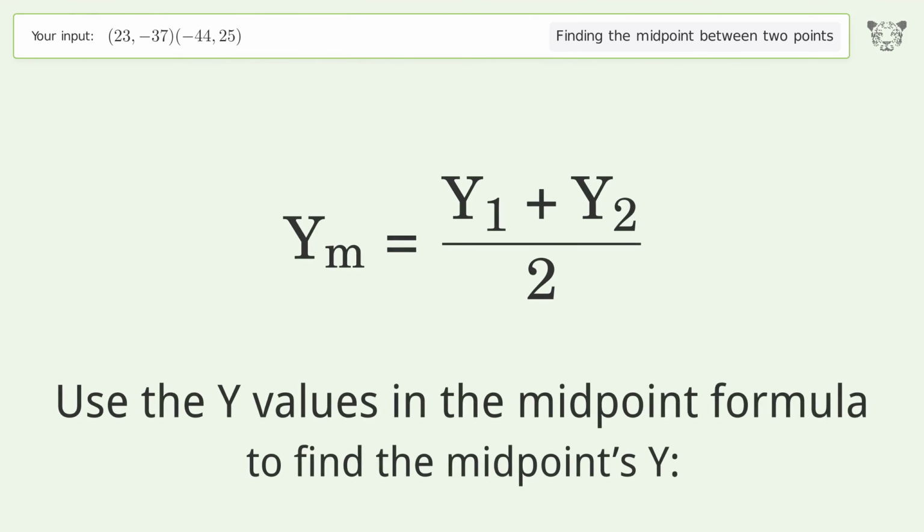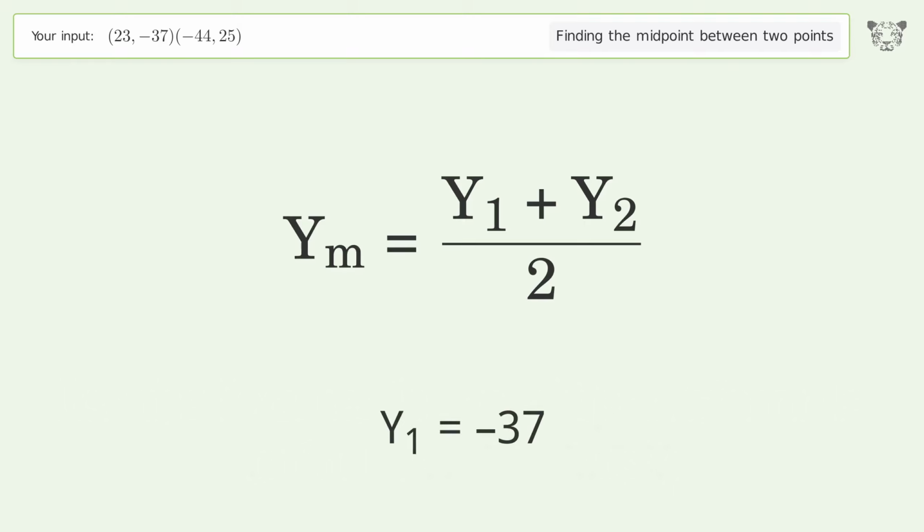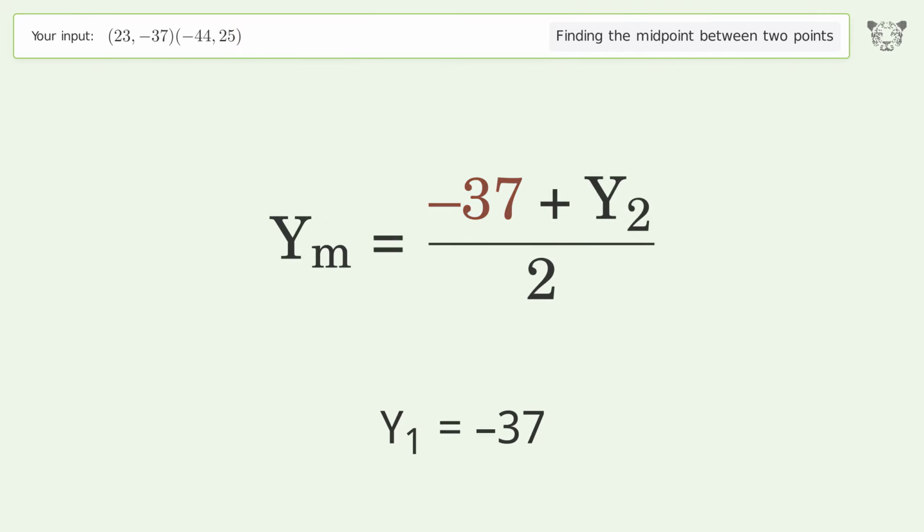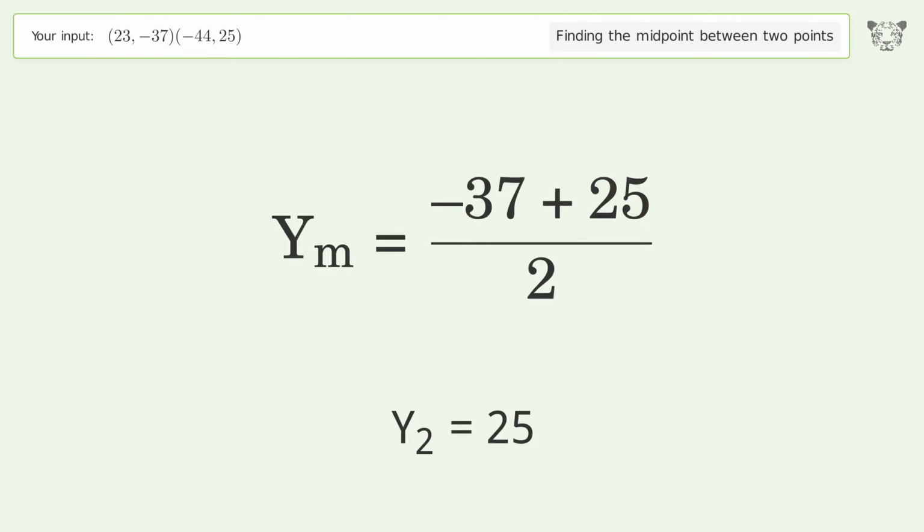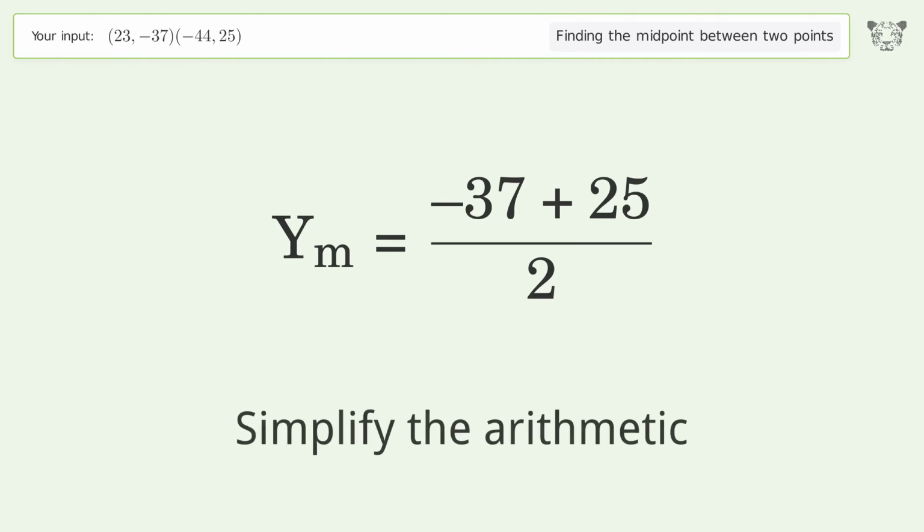Use the y values in the midpoint formula to find the midpoint's y. y1 equals -37. y2 equals 25. Simplify the arithmetic.